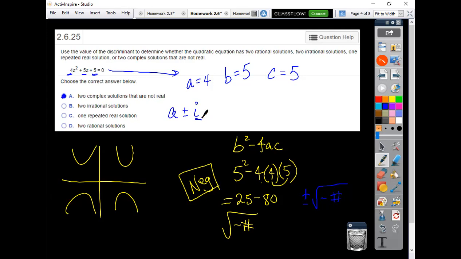So 2.6.25, under a square root in the quadratic formula, if you have a negative, those are complex, real and imaginary parts of the solutions, and that they are not real. Well, that's because they're imaginary. So hopefully that helps you out on that one a little bit.